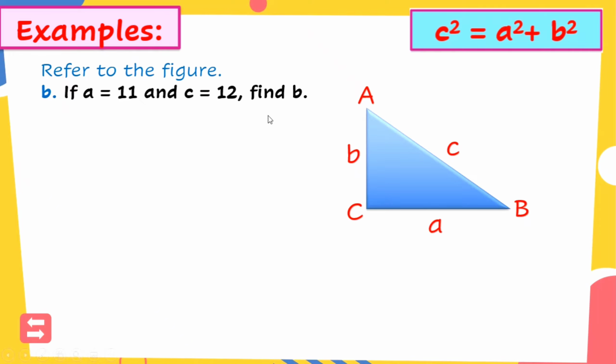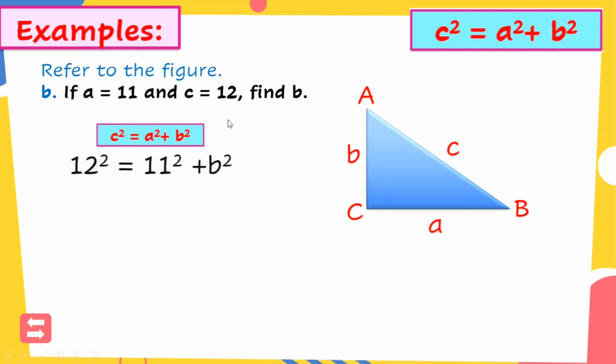Pero papaano kung ang hinahanap naman ay B? Paano naman natin yun masusolve? Let's have A is equal to 11 and C is equal to 12. Substitute natin yan sa ating formula. Ang C natin is 12. So, 12 squared is equal to, yung A is 11, then squared, plus B squared. So, B squared kasi hindi natin alam kung ano ang value ng ating B. 12 squared is 144 and 11 squared is 121.